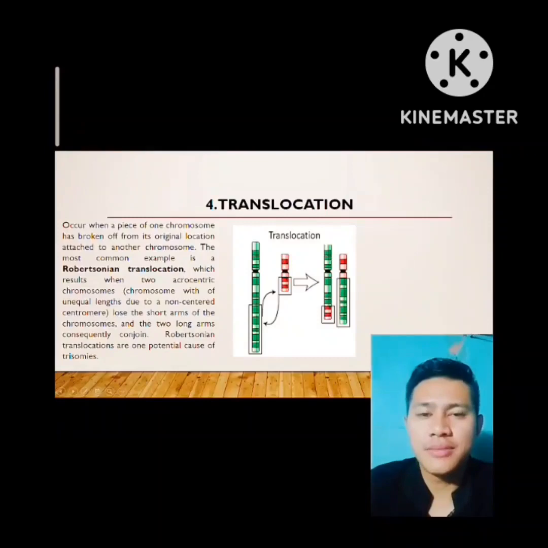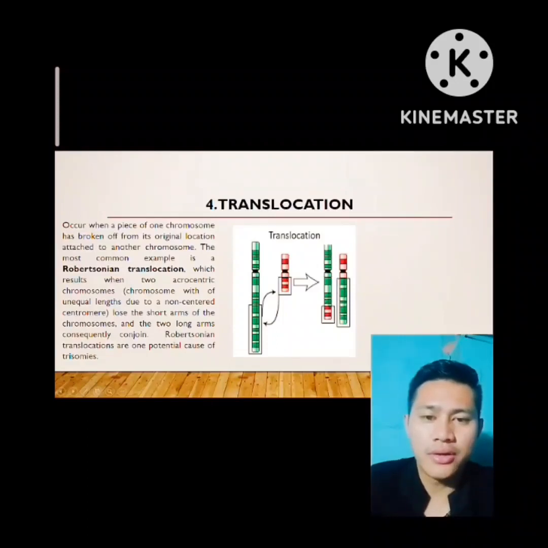So the last major type of chromosomal aberration is the translocation. It occurs when a piece of one chromosome has broken off from its original location and attached to another chromosome. The most common example is a Robertsonian translocation, which results when two acrocentric chromosomes, or chromosomes of unequal length due to an uncentered centromere, lose the short arms of the chromosomes, and the two long arms consequently conjoin. Robertsonian translocations are one potential cause of trisomies.